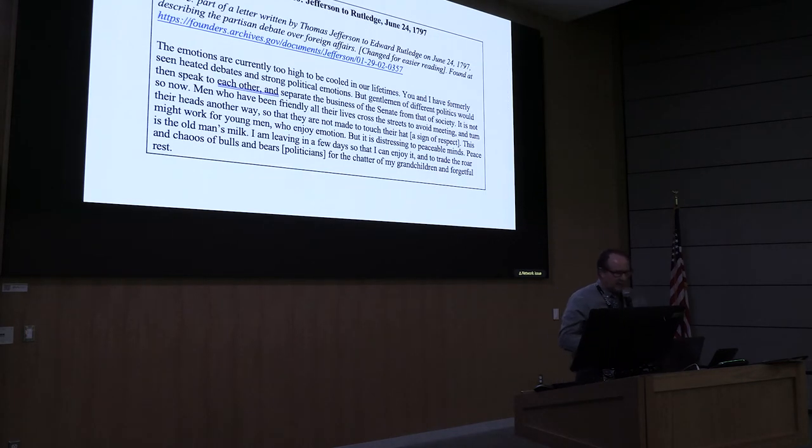And then in document 10, I can read this letter, and this is written by Thomas Jefferson to Edward Rutledge, who's another one of the founding fathers, on June 24th, 1797. And he's describing the partisan debate over foreign affairs. And I remember now, something like this, I would encourage students: okay, he's writing to Edward Rutledge. Who is Edward Rutledge? Now, this is one of the reasons why maybe some of the trivia in the past isn't as important today. Because if one of my students says, who's Edward Rutledge, what do I say?